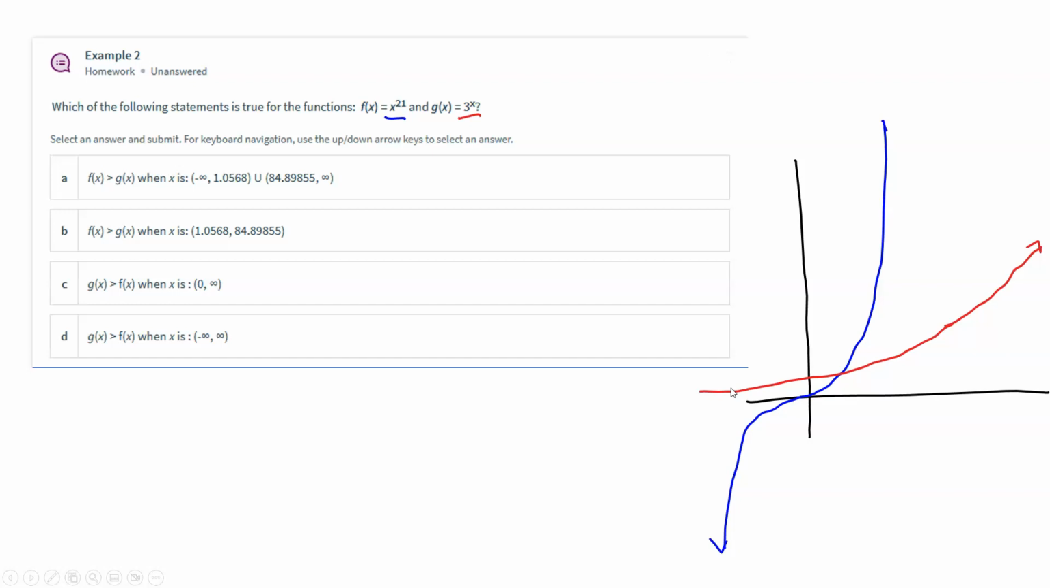So you can see that before you reach a point somewhere in the positive area, g of x was greater than f of x. That's because mostly this was negative and exponential functions can't be.